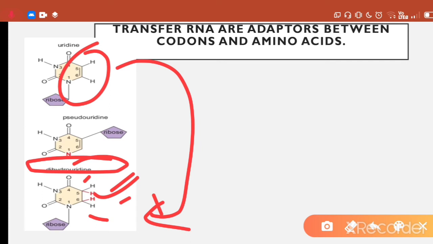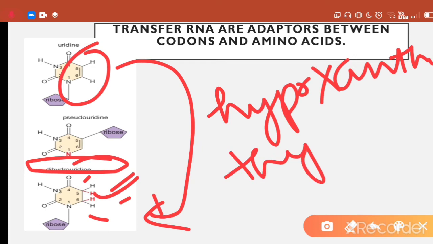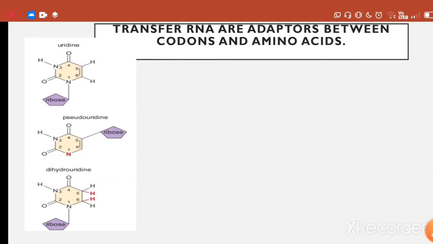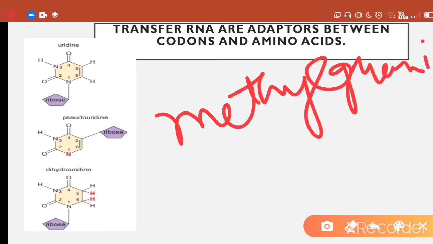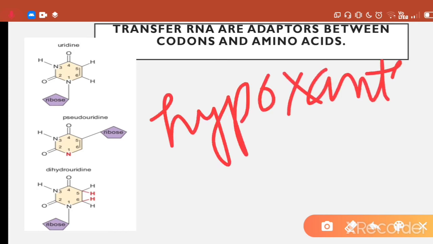Other unusual bases found in the tRNA molecule are hypoxanthine, thymine, and methyl guanine. As we know, usually uracil is present, and if there is thymine, then it is produced by normal base modification. These modified bases lead to improved tRNA function. For example, hypoxanthine plays an important role in the process of codon recognition by certain tRNA molecules.